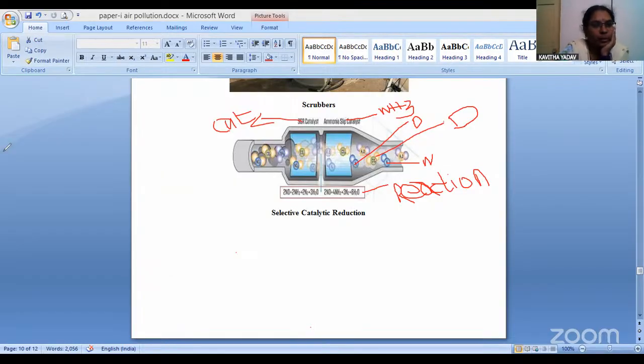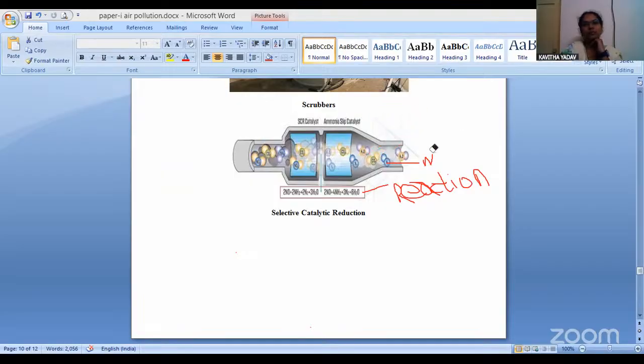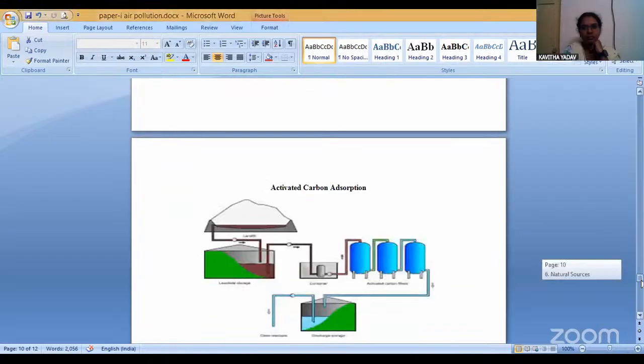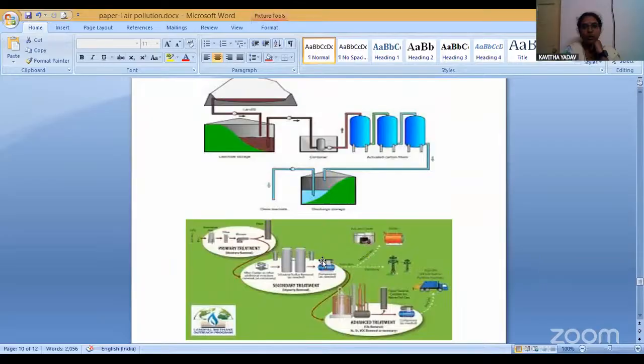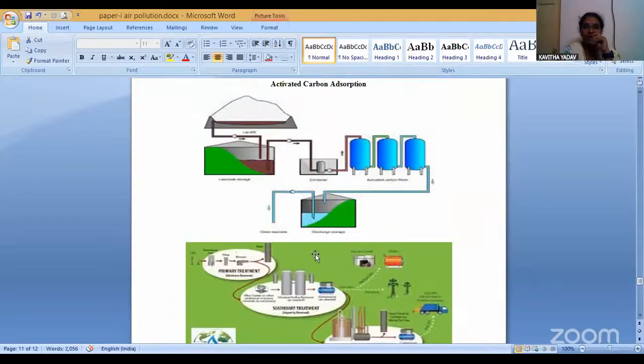Then coming to the next one. Oh, a few more diagrams are there. The next one is the activated carbon adsorption. Activated carbon adsorption. This is also one of the important things.